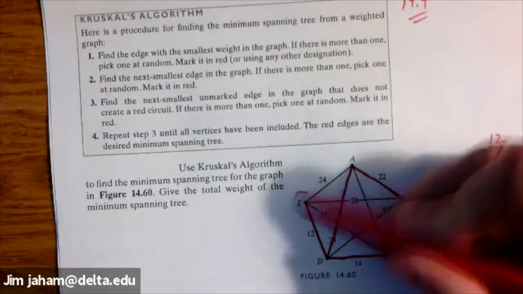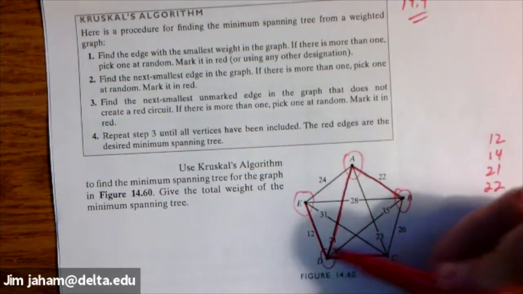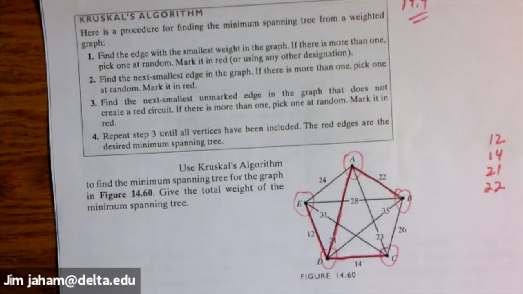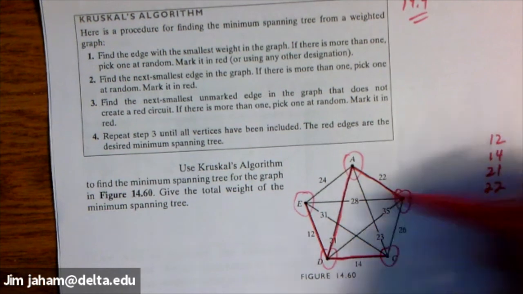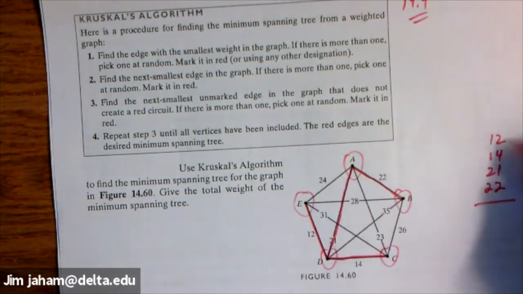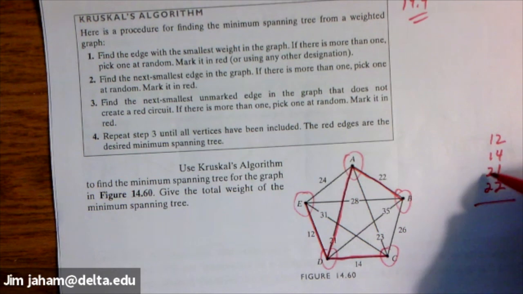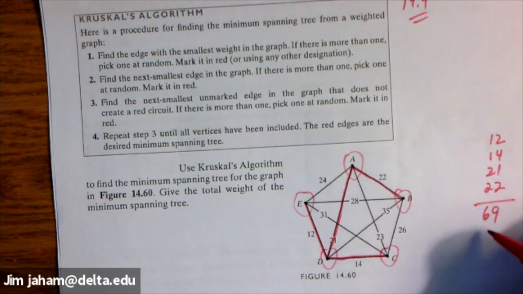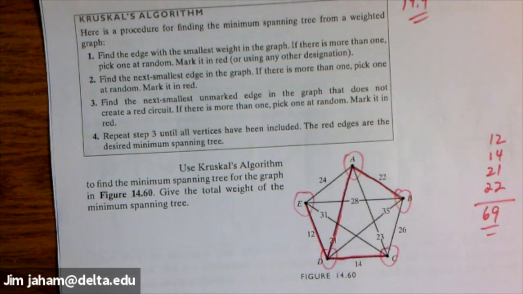That's it, because we visited all of the vertices. So we have 5 vertices, 4 edges. We add them together, 20, 40, 69. And so the minimum spanning tree has a weight of 69. And this is called Kruskal's method.